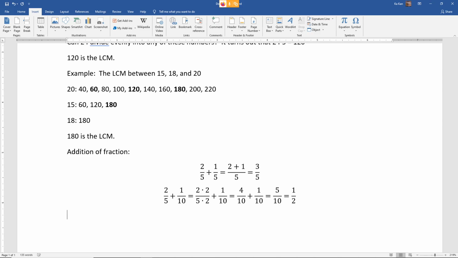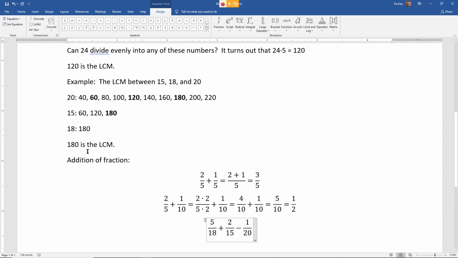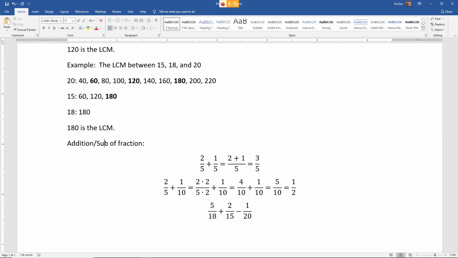Now, let me try another problem. So let's say we have 5 over 18 plus 1 over 15. Well, actually, let's do 2 over 15. And then minus 1 over 20. Right. So that's kind of the one that we talked about in the last problem. So this one incorporates subtraction. So maybe I should go ahead and put subtraction here. So you understand addition and subtraction are the same thing, right? It's more of the same, right?